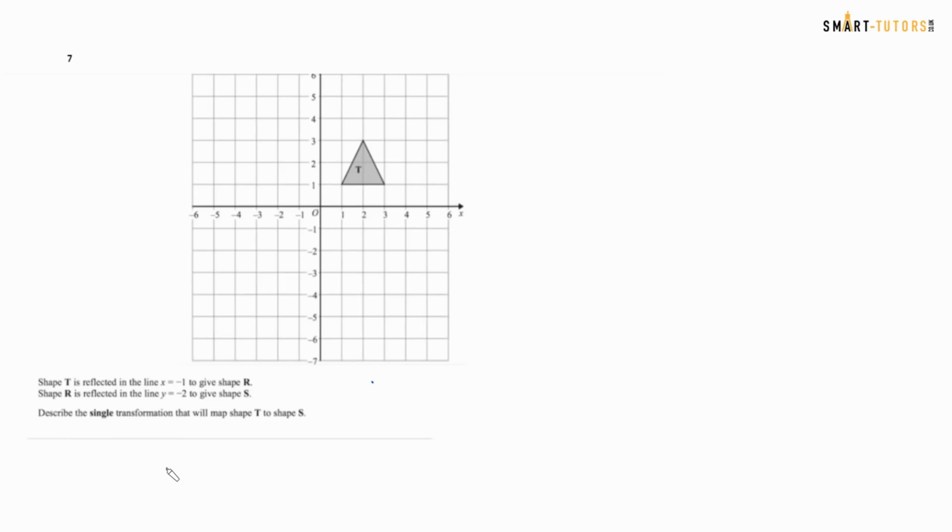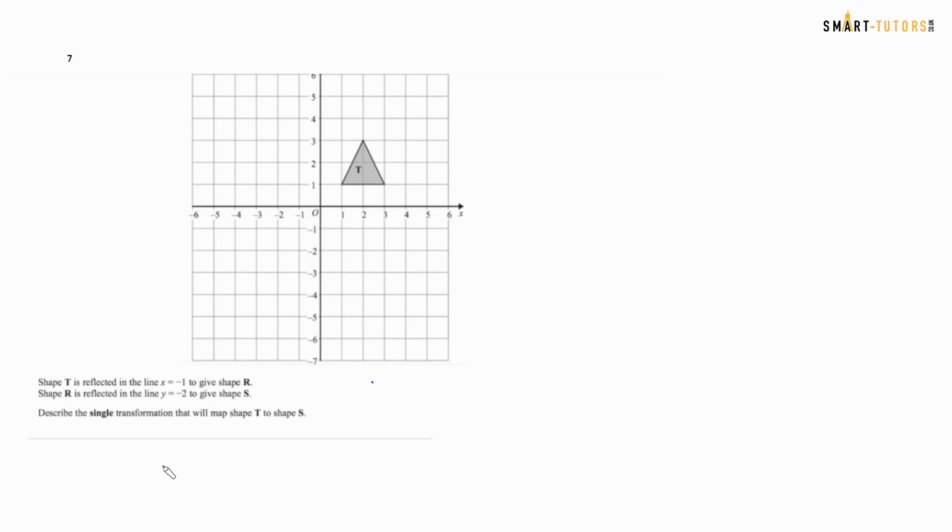Question number 7. The shape T is reflected in the line x equals minus 1 to give shape R. Shape R is reflected in the line y equals minus 2 to give the shape S. Describe the single transformation that will map shape T to shape S.